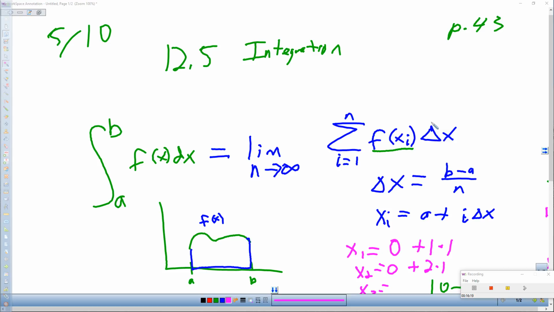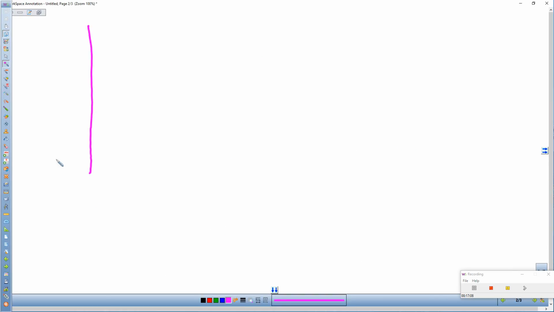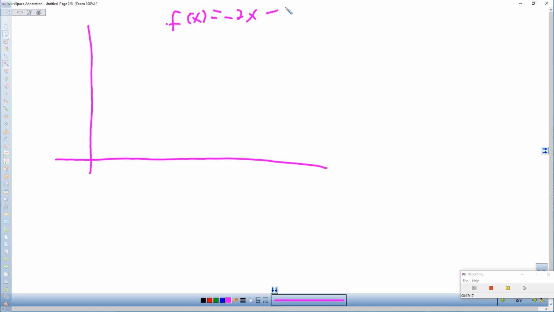Okay, so now let's first do one that everybody knows that we can easily calculate the area of using our old method. So let's just do, what is the area of, let's say, f of x equals negative 2x plus 6 from 0 to 3. So we're going to do this first using our pre-calculus method, the method before we take calculus. So let's say 1, 2, 3.